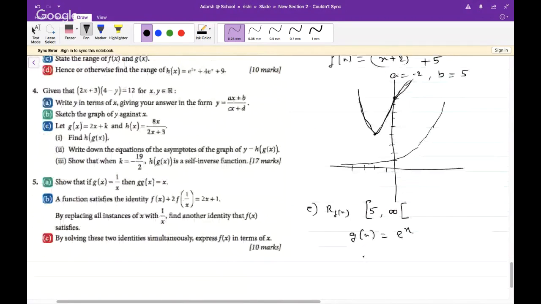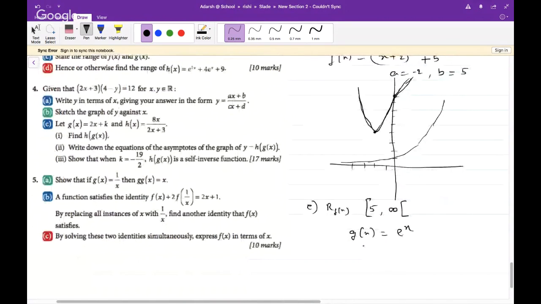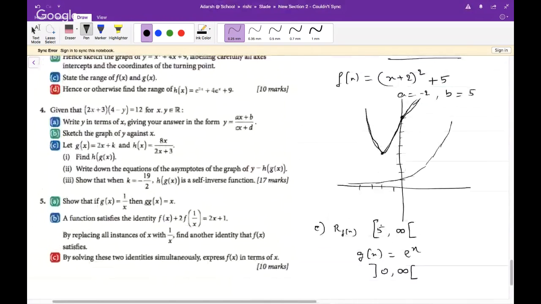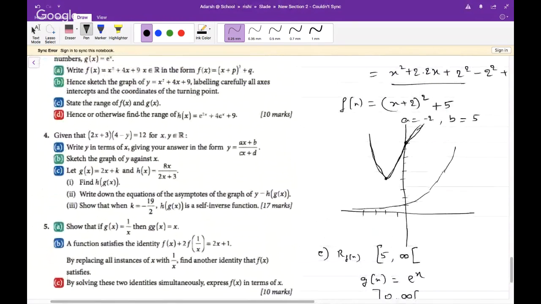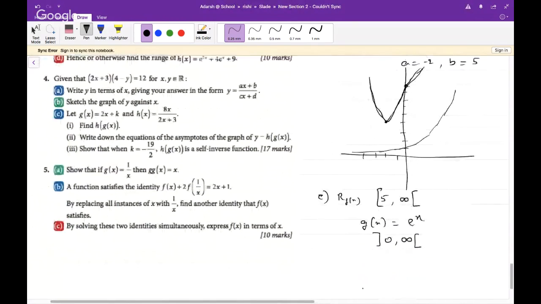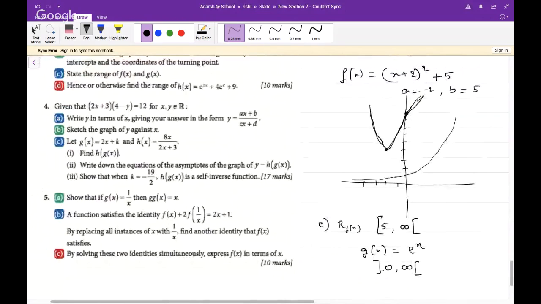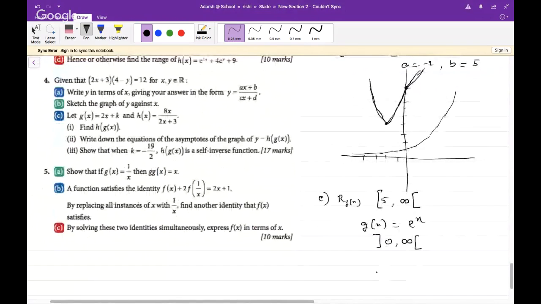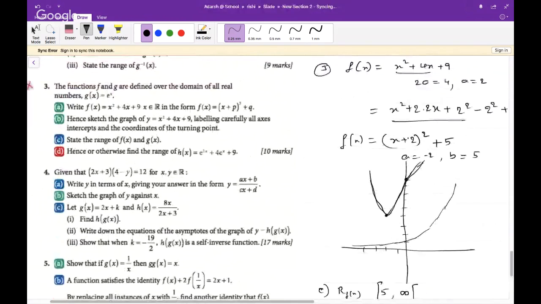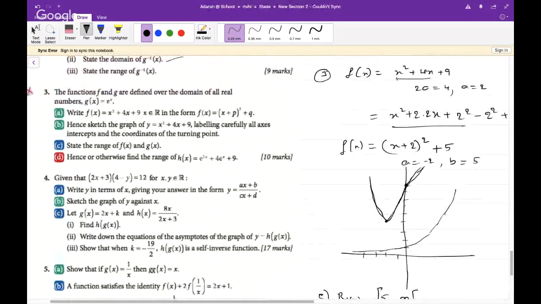So for g of x, the range happens to be 0 to infinity, where 0 is also not included, infinity is also not included. Then next, find the range of this function. Now in place of x, they are putting e to the power x. In place of x in this question, they are substituting it as e to the power x.